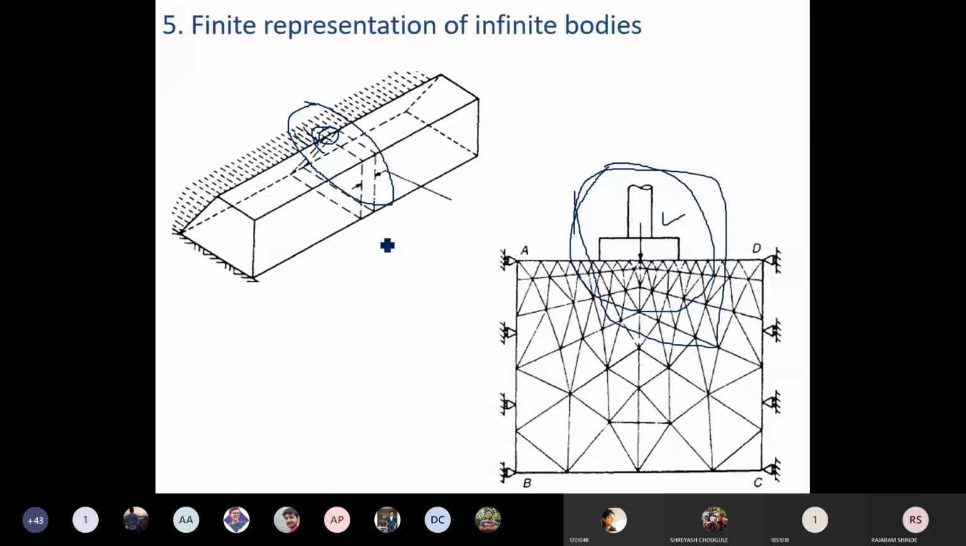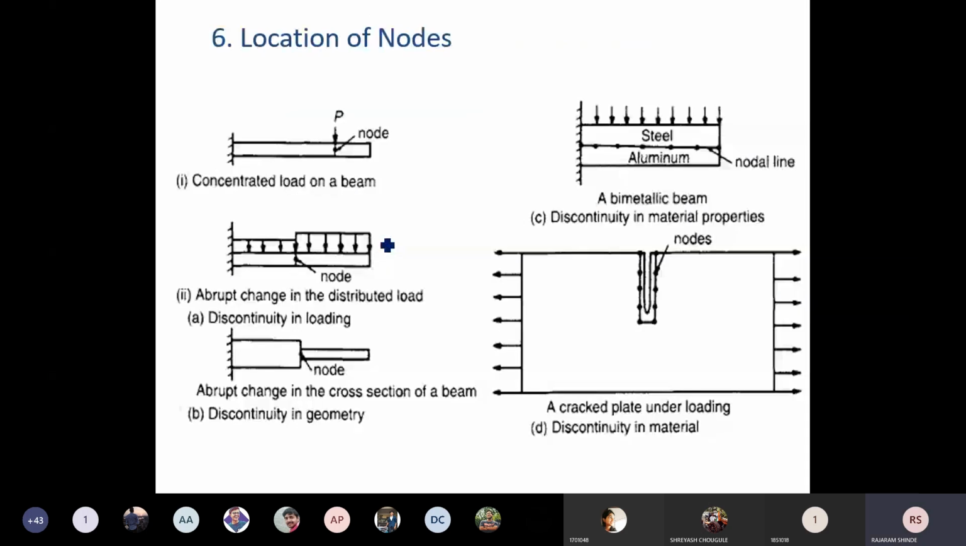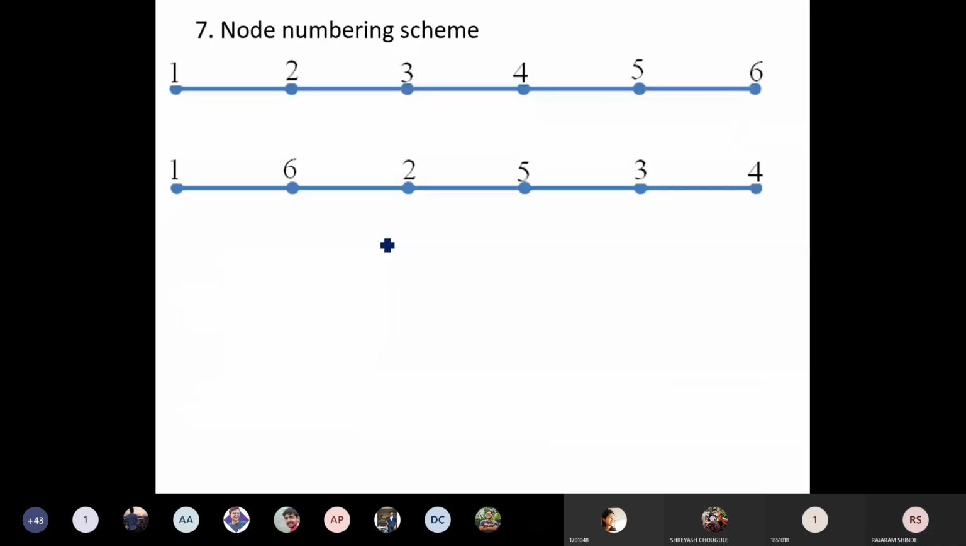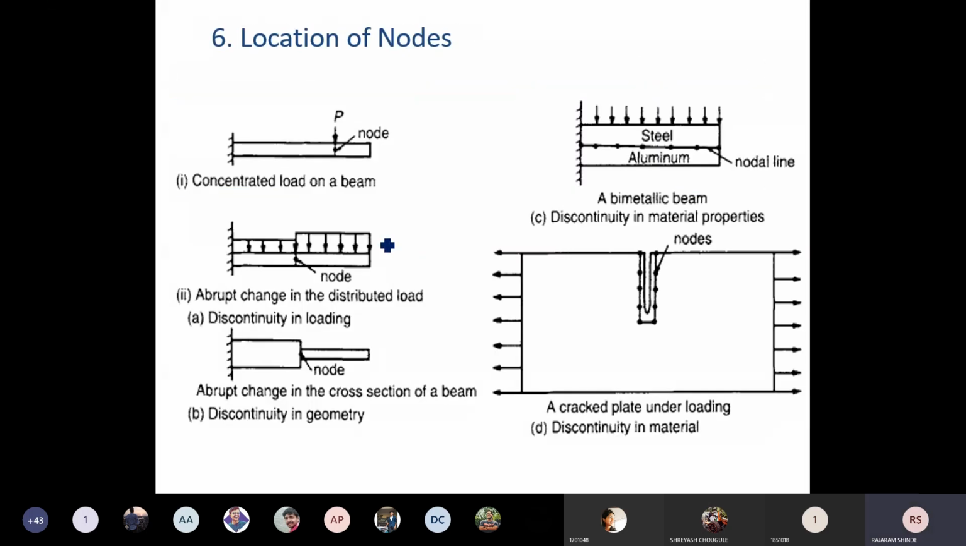Okay, next, location of nodes. Already I have told you about the location of nodes. In case of location of nodes, when geometry, material properties and loading suddenly change, you have to put a node at that location. You see here, at this location there is a concentrated load. That means there is a sudden change in the load, so you have to put a node at this location.